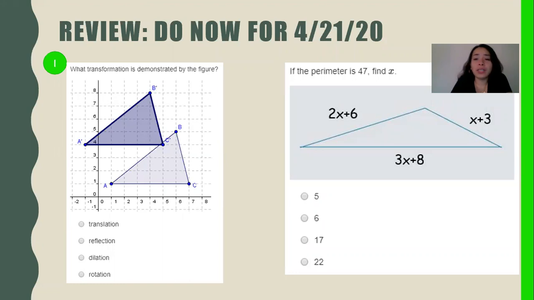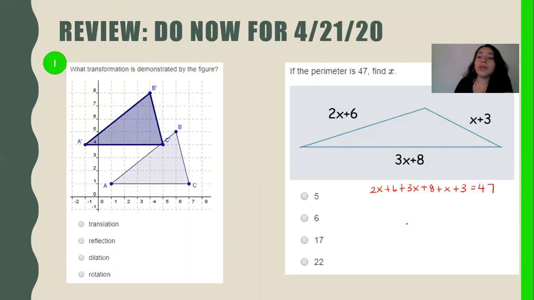If the perimeter is 47, find x. So perimeter is when you add up all the sides. So if we're looking at our perimeter, we need to add up all the sides. But we know what the perimeter is. Our point is to just find x. So we would do 2x plus 6. And we would add that to 3x plus 8. And then our last side, which is x plus 3. And that is equal to 47.